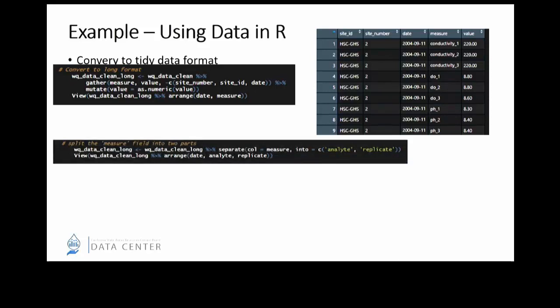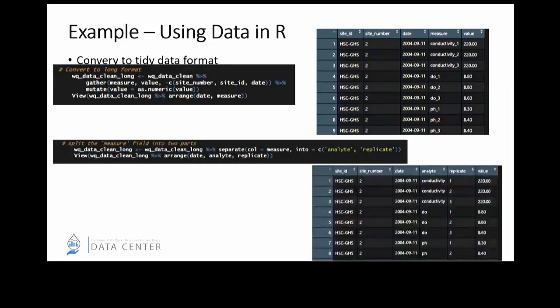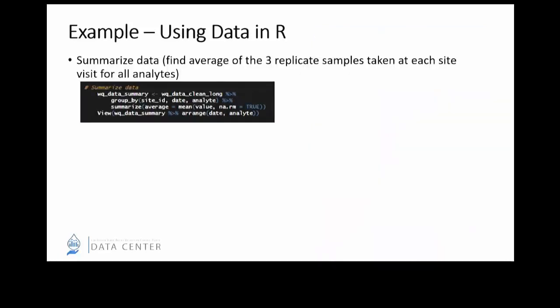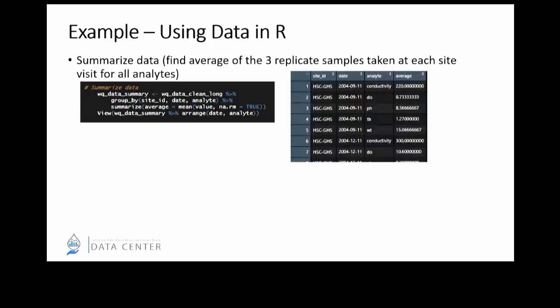So again, just one line to do that, separate. And now you can see I've got a column for analyte and a column for replicate, and then a column for the value. So now I can really easily summarize that data. So just do a command that's grouping everything by site ID, date, and analyte, and then summarizing to get the average value. So now I've got a pretty clean data set with all that summary data, where it's just one line for a site ID, date, analyte, and the average value of those three readings.